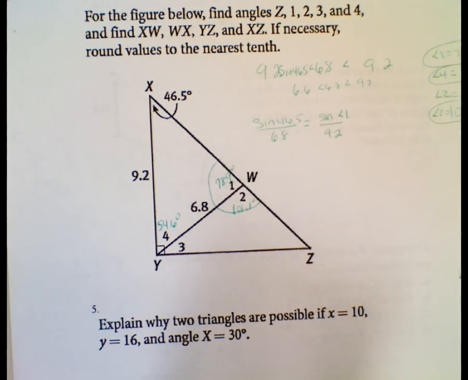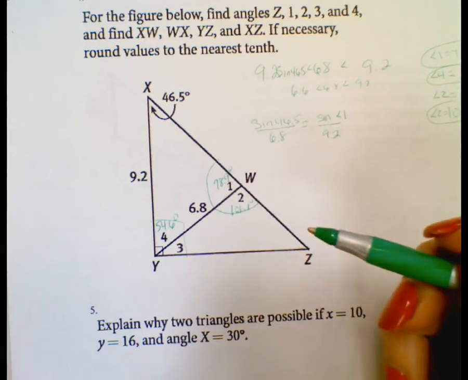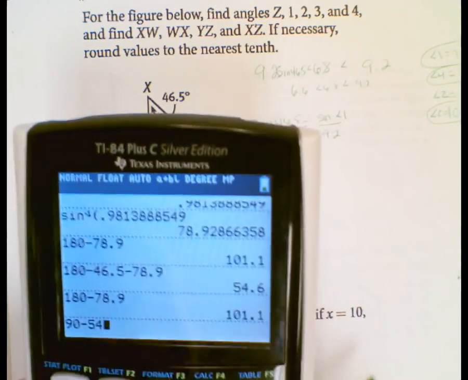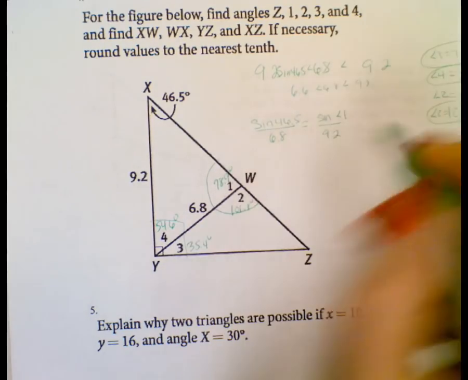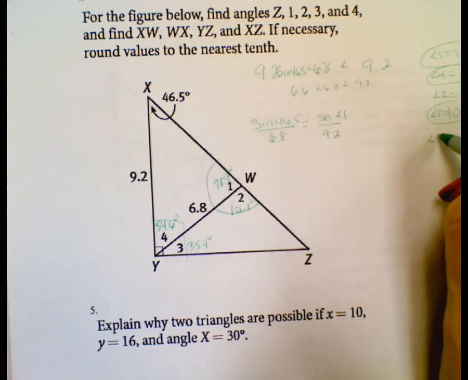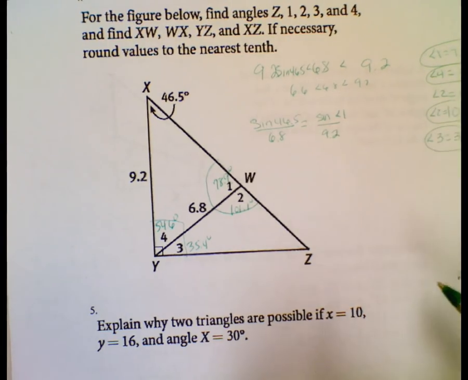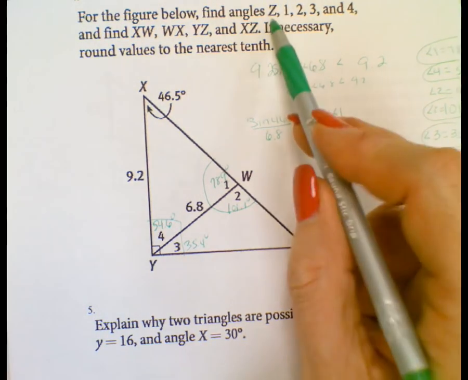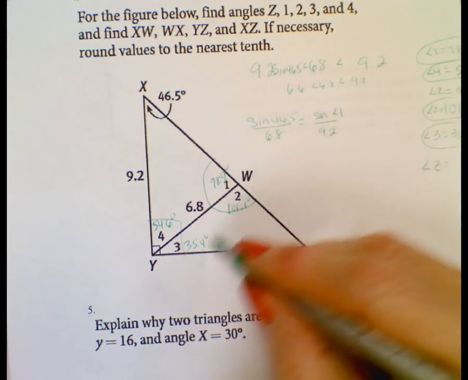Okay, now angle 3. Okay, we can find angle 3 right now. These 2 together equal 90. So we can do 90 minus 54.6 for a total of 35.4. So angle 3 is equal to 35.4 because it's complementary to angle 4. So they did not ask us to find angle Z. Oh, yes, they did. It's right there. Let's find angle Z. So angle Z is 180 minus these 2.